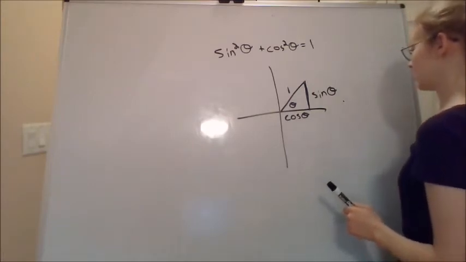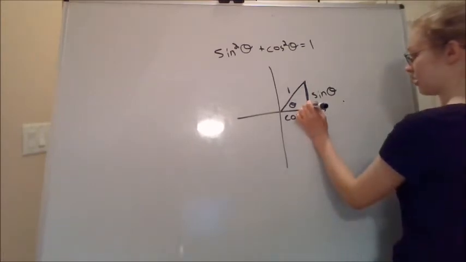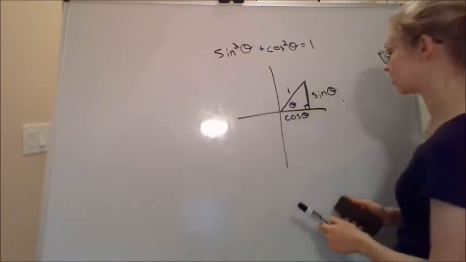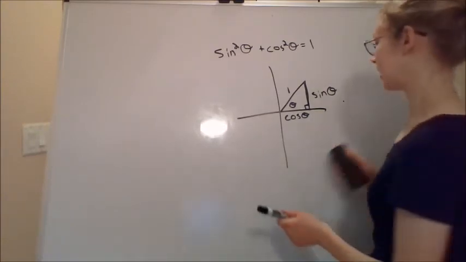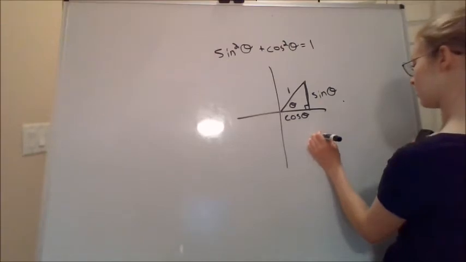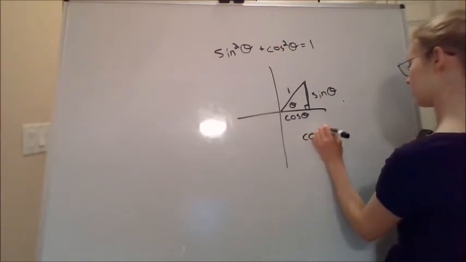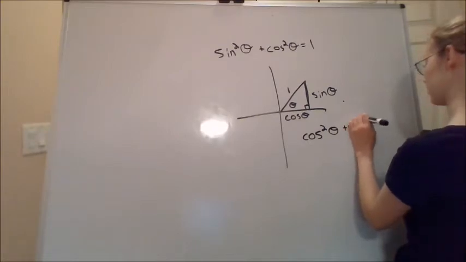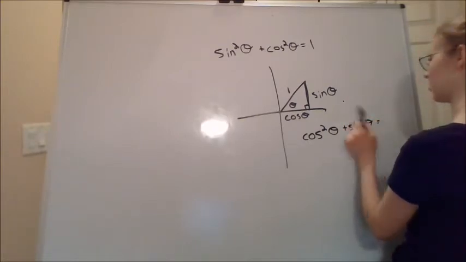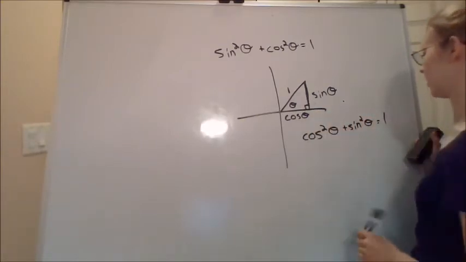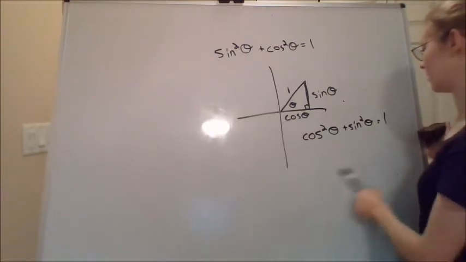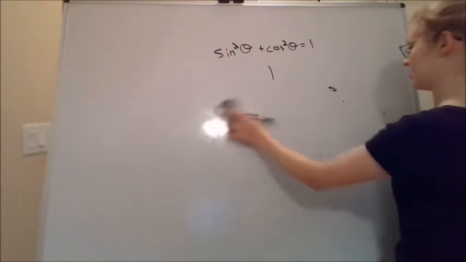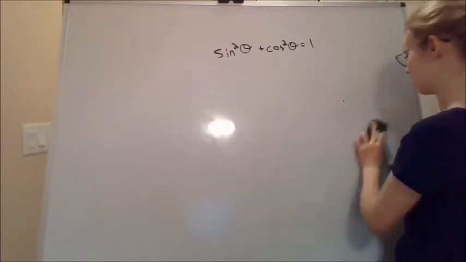equal to 1. So now we want to recognize that this right here is a right triangle, so we can use the Pythagorean theorem with it. And we're going to say that cosine squared of theta plus sine squared of theta equals 1 squared, so 1. And so there we have our identity. So let's try a few examples using this identity to solve problems.